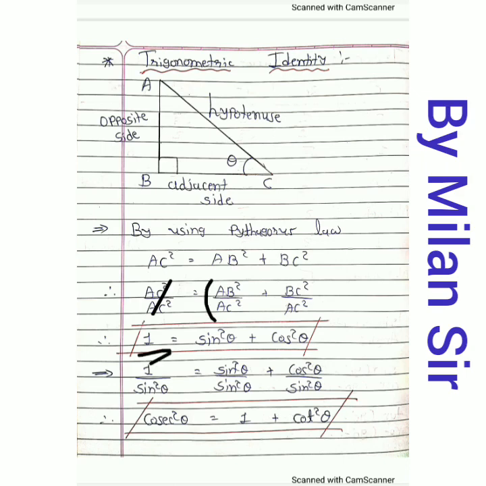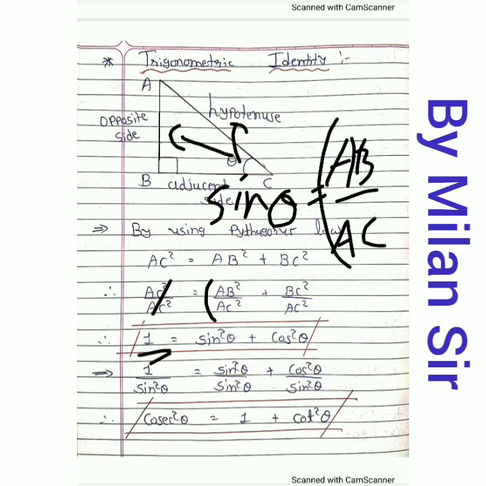Now AB upon AC. AB is the opposite side and AC is the hypotenuse. This is the formula of sine theta, right? The formula of sine theta is equal to AB upon AC. But here square is there, so sine square theta. So AB square upon AC square is equal to sine square theta.